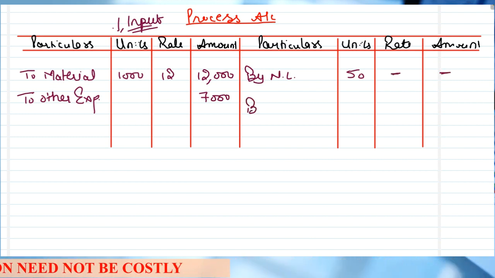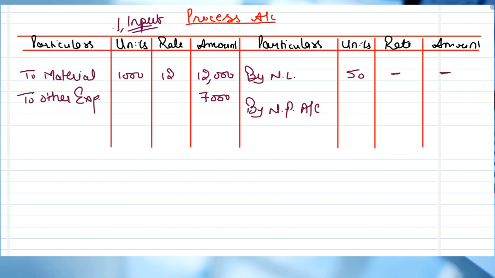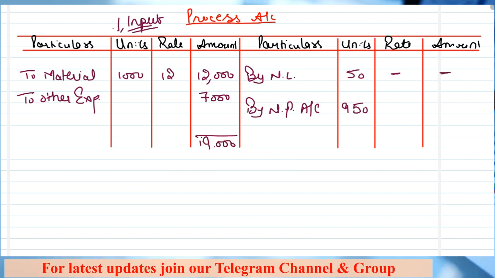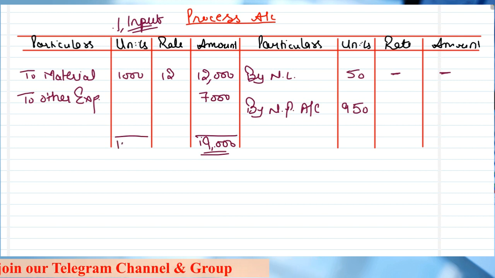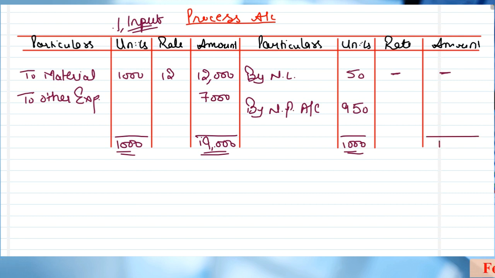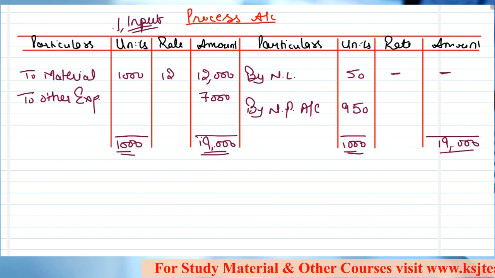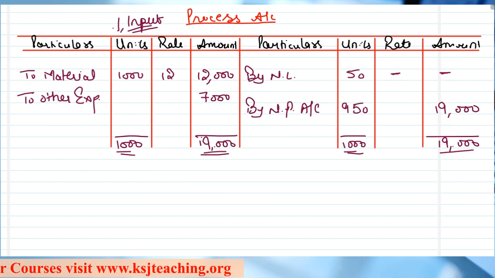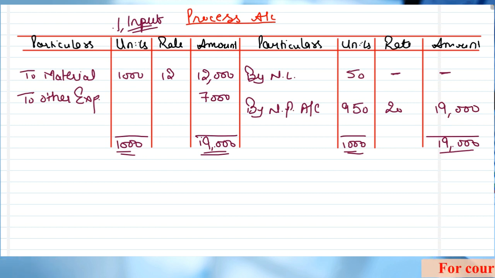Now by next process account. Now next process account, how many units you will transfer? 950 units, right? Now listen to this. This total is how much? 19,000. Sir, here 1000 units, here also will write 1000 units. Here you have to take 19,000, only your account will balance then. That means this whole cost belongs to this transferred one, 19,000. Any doubt? What is the rate? 20. Now listen to the impact very carefully.